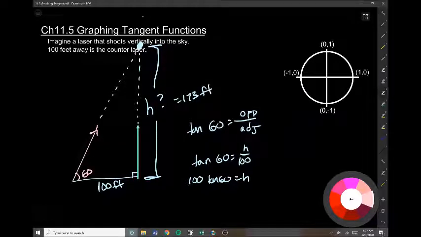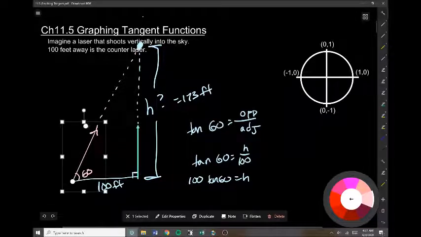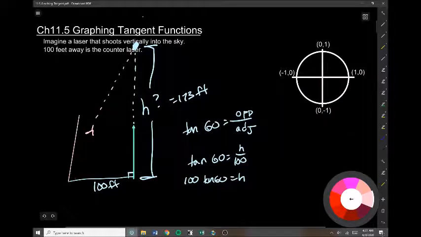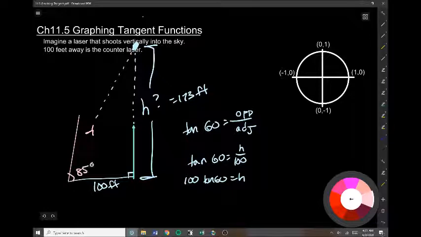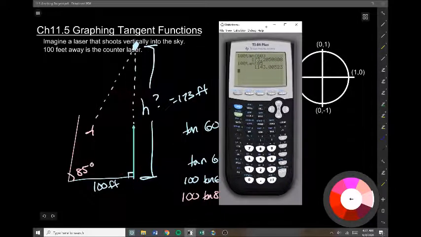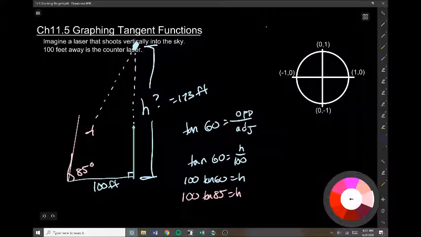And then let's think about what happens as this gets really, really close to 90 degrees. Like say this angle here is shooting up like this. Let's say this is 85 degrees. It looks like it's actually more like 88 or 89, but let's say 85. It's going to be the same thing. 100 times the tangent of 85 equals h, which is about 1,143 feet. And this value can just keep on increasing and increasing until we're at exactly 90 degrees.